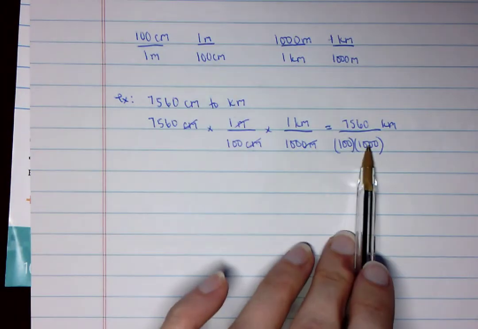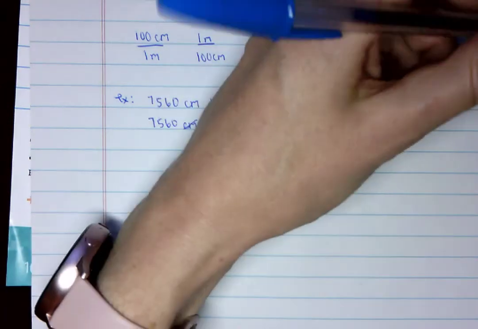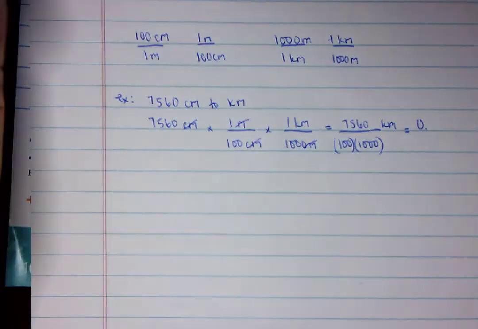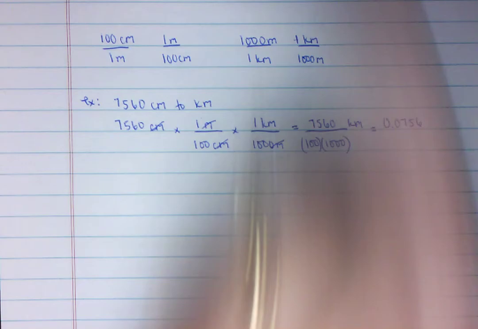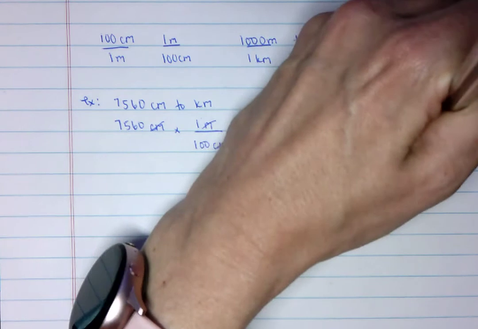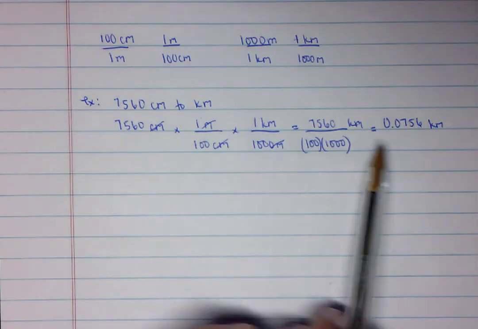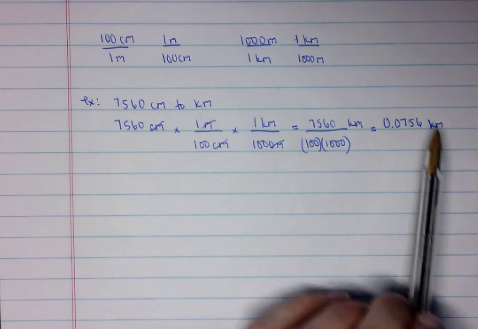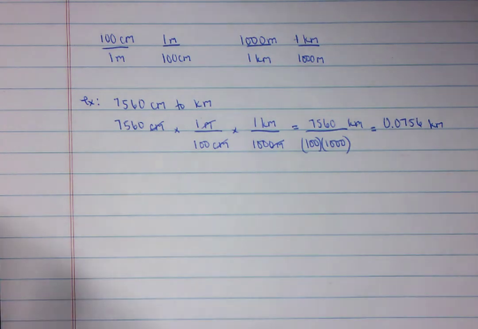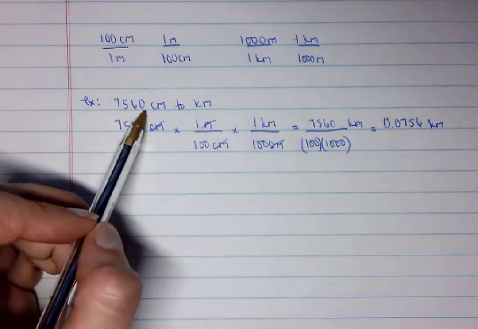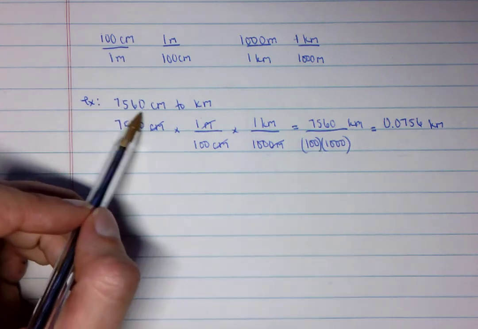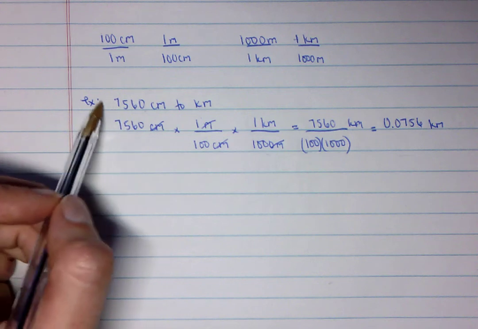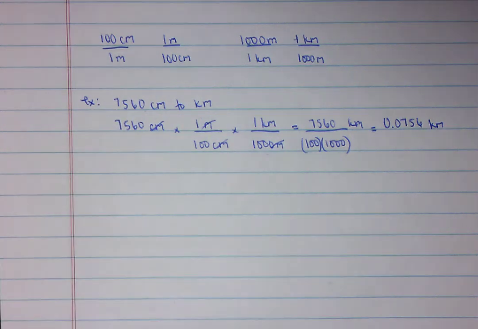And another way to write that, if you actually use your calculator, is 0.0756 kilometers. So you could just move it back 5 decimal places. If you think about it from here, notice we had 5 zeros here. You could just move it back 1, 2, 3, 4, 5, and just add the 0. But this is just demonstrating how to use the unit multipliers.